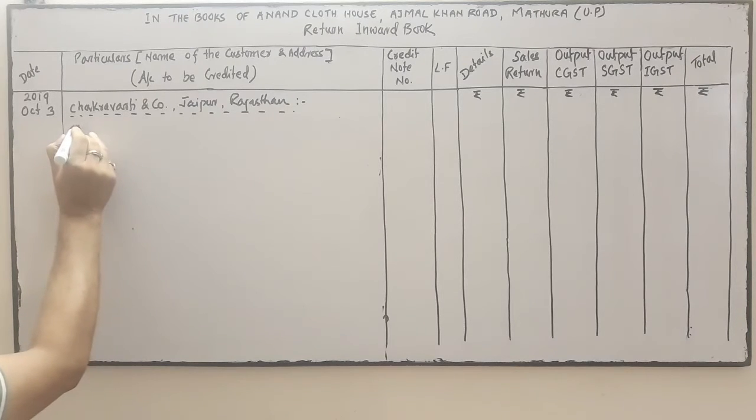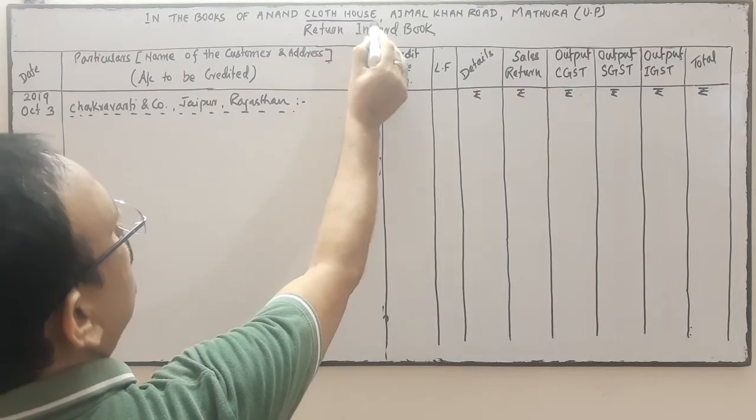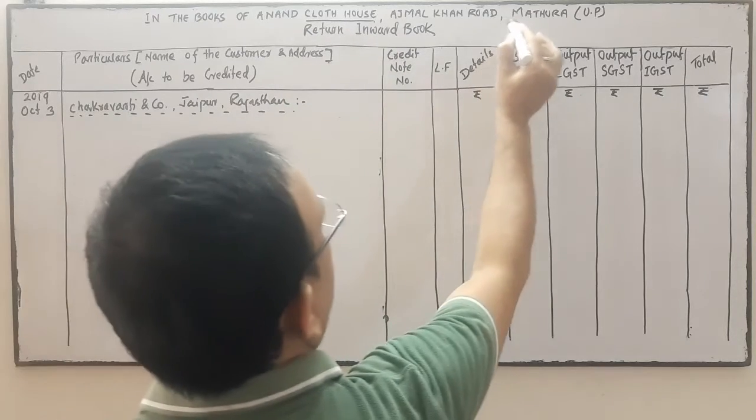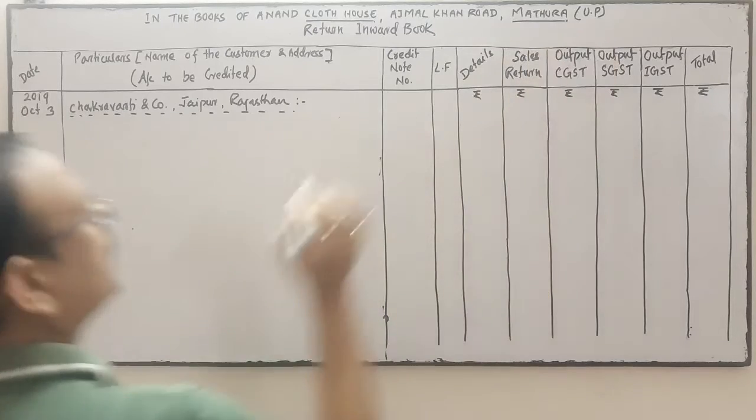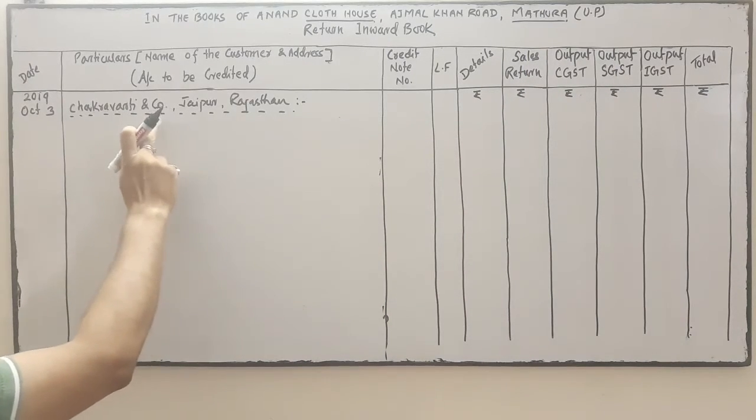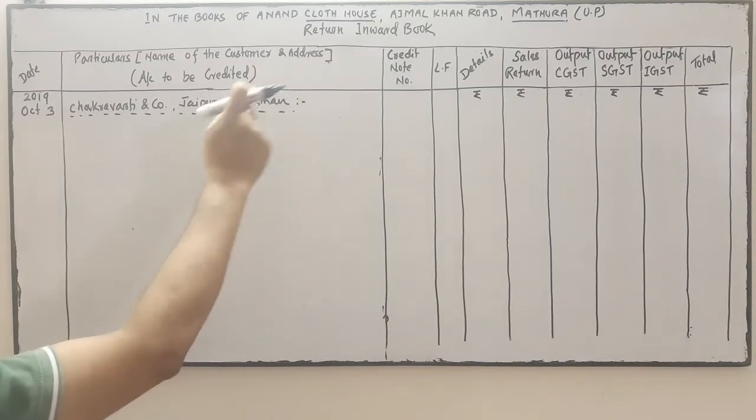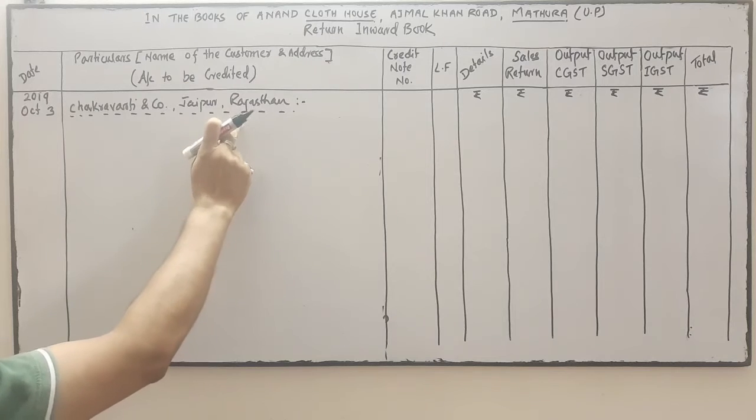What he has returned? It's a cloth house. This is very important. It's a cloth house and the party is Mathura, UP. And it is an interstate. The customer is of Rajasthan, Jaipur. It's an interstate, UP to Rajasthan.